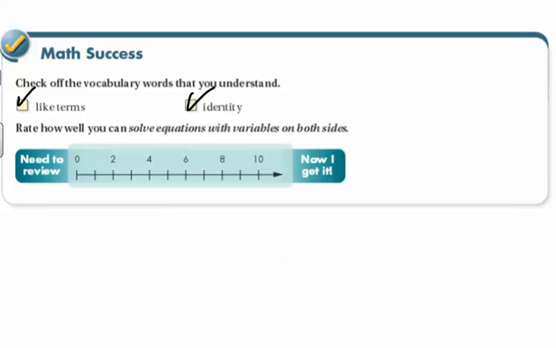Identity, boom. And I think on a scale of 1 to 10, 10 being the best, I'm an 11. Okay, so I hope to see you in class tomorrow, and may the force be with you.